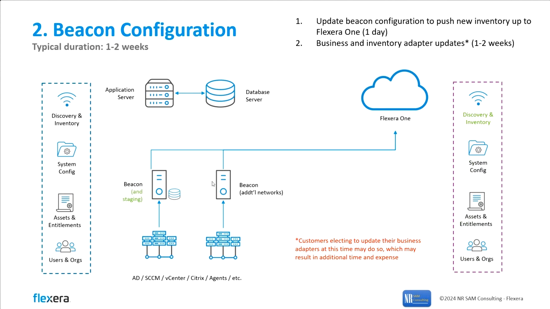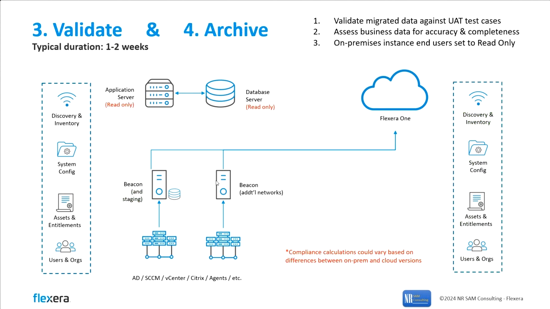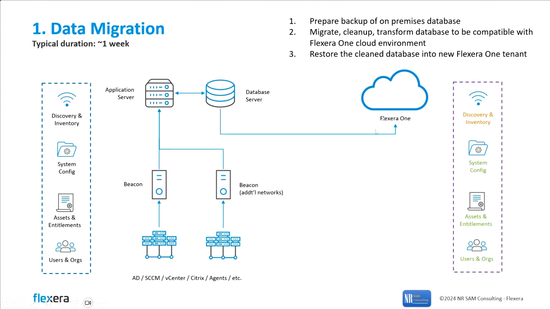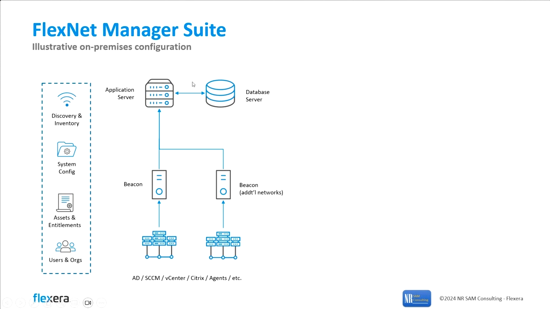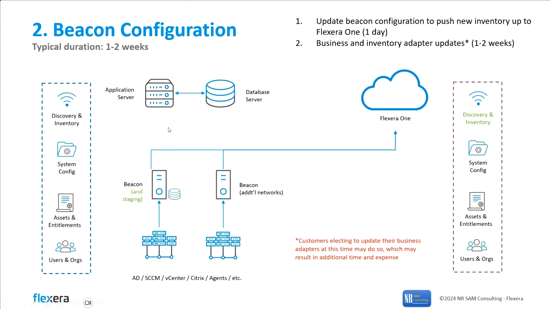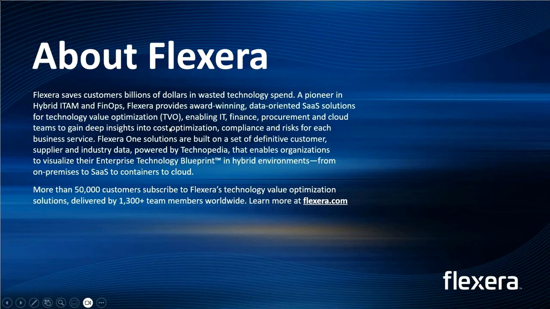Okay, so I will not show it, but here it shows how you can point the beacons to Flexera One while they were initially pointed to the application server. So these are the steps that you have.